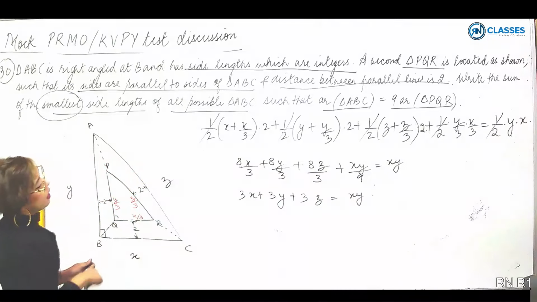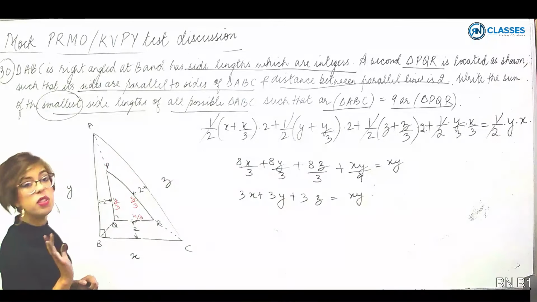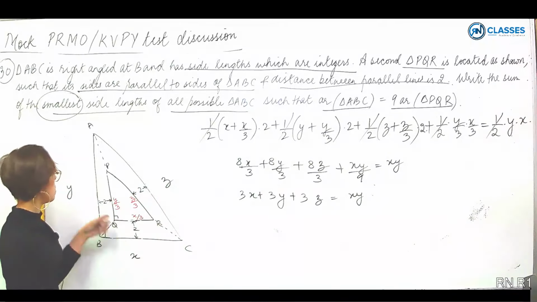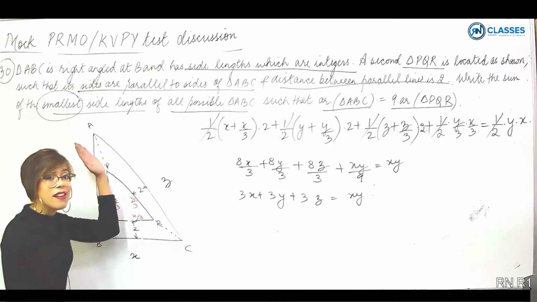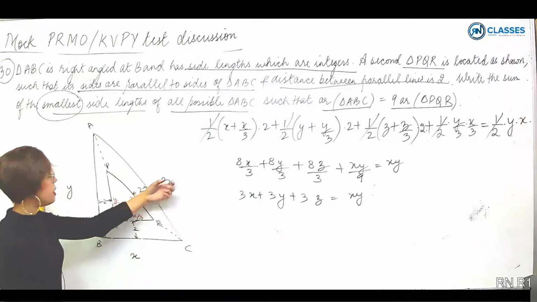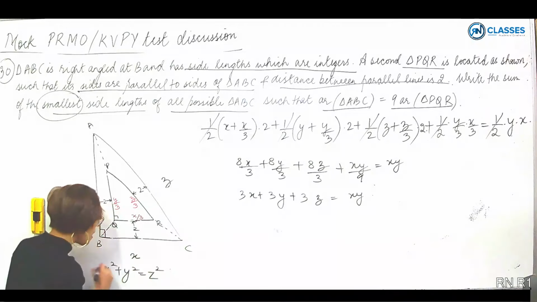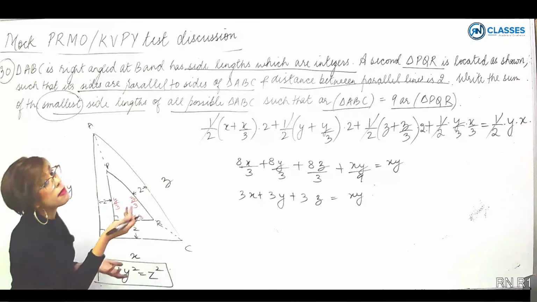Now I have an equation in x, y, z. Let me reduce the variables; this is z here. Is there a relationship between x, y, and z? Yes, of course, because ABC is a right triangle. That means this square plus this square is equal to this square. So x square plus y square is equal to z square. I might be able to use this. I don't have square quantities, that means I have to square it up.